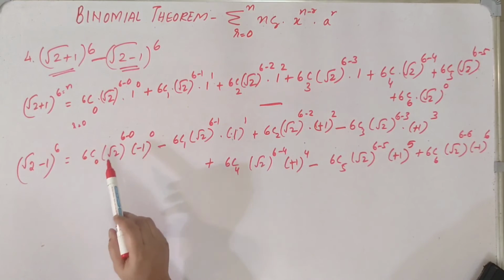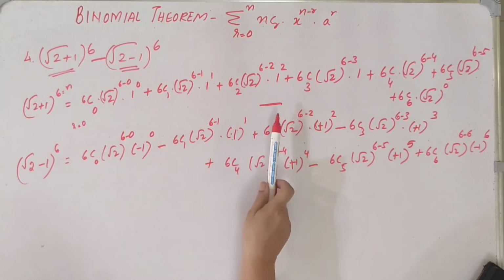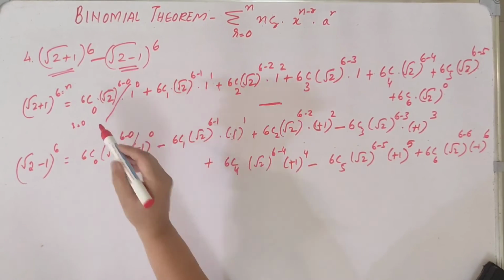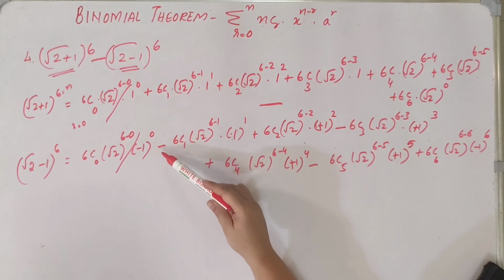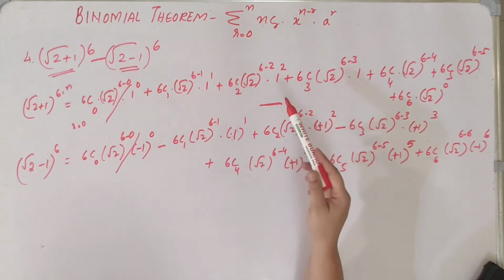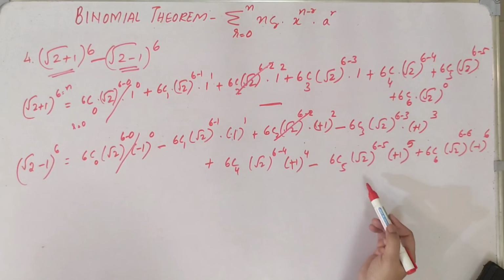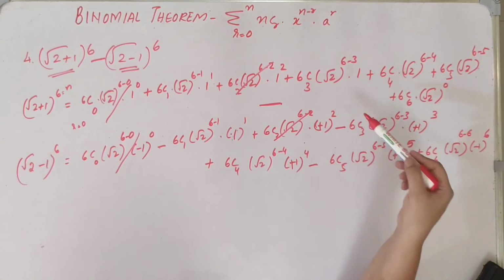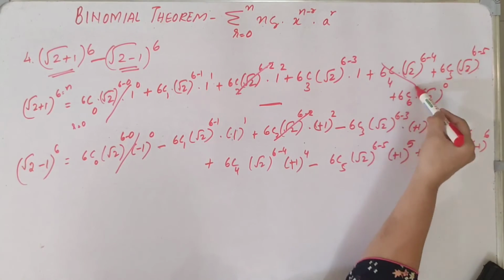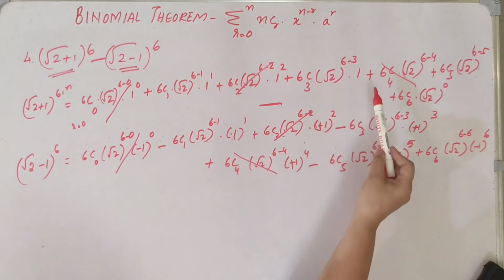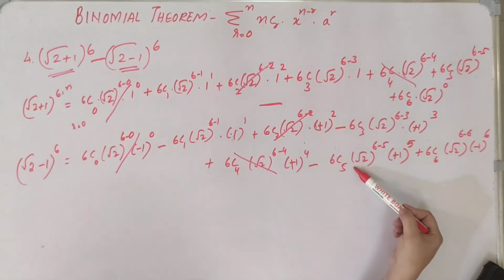Now let's subtract. So the first term and first term, there is a minus sign, so it's going to get cancelled. Second term and second term, minus and minus is going to become plus, so it's not going to get cancelled. Third term is 6C2 and 6C2, it's going to get cancelled. C3, this is going to be remaining. C4 is going to get cancelled, because here there's a plus, here there's a plus, but you'll have to subtract them. So this will get cancelled. This is going to remain.